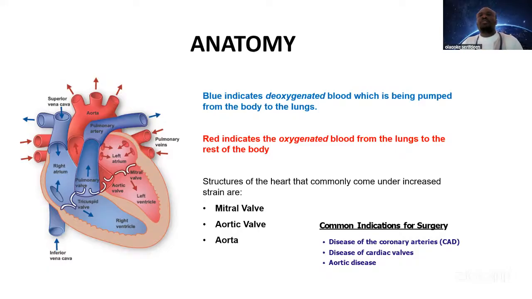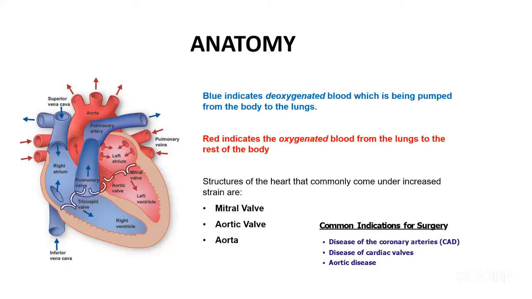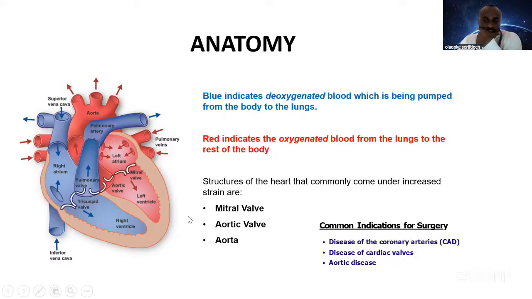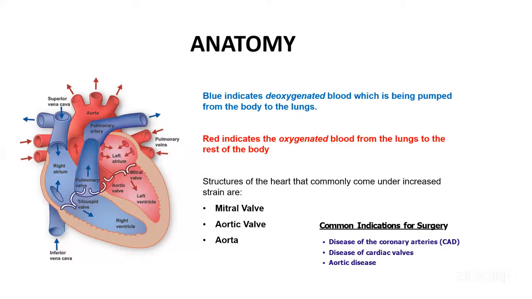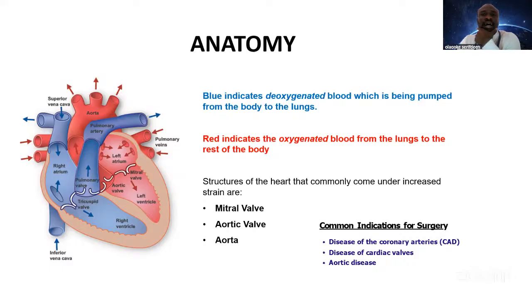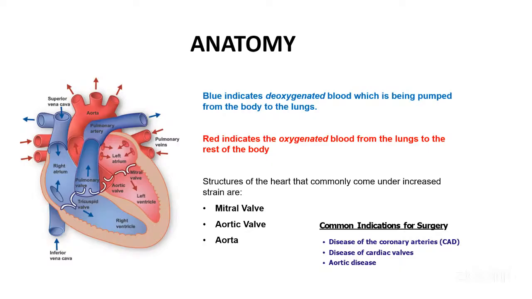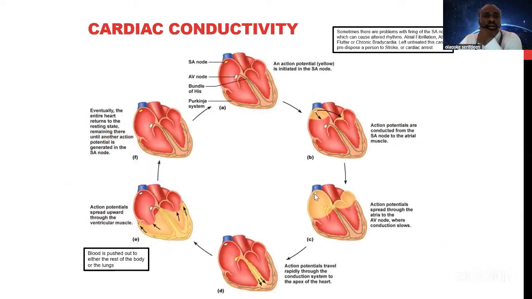So in terms of indications for surgery, thoracic surgeries or cardiac surgeries, for instance, there are three major indications. If somebody has got disease of the coronary arteries, that might warrant them having cardiac surgery. If somebody has got issues with the valve, the bicuspid valve or tricuspid valve, or issues with the aortic valve, that can also predispose them to having a cardiac surgery as well. So all right, let's move forward.